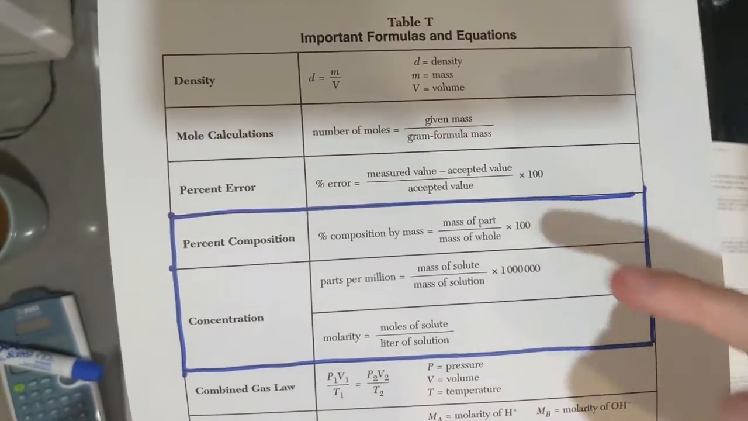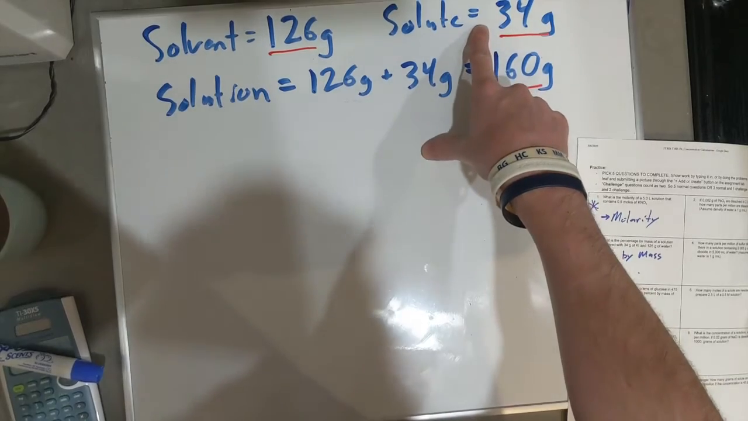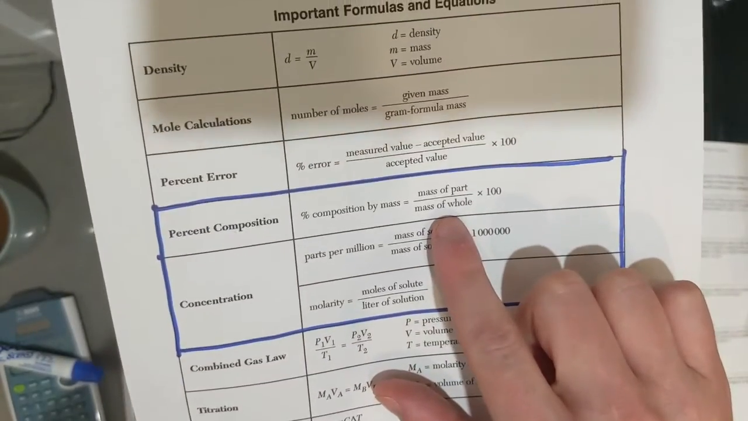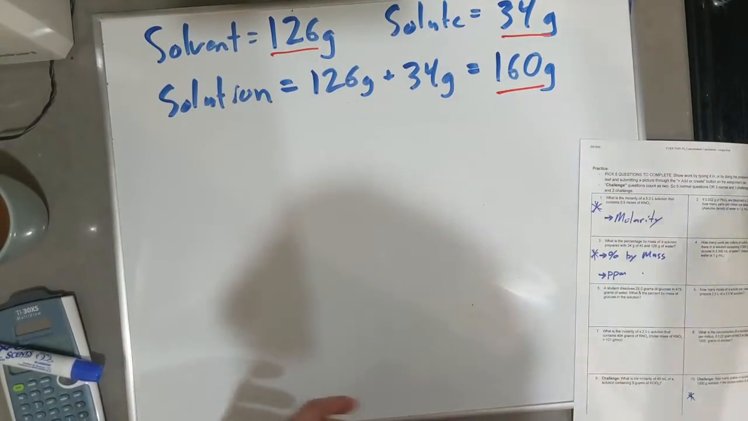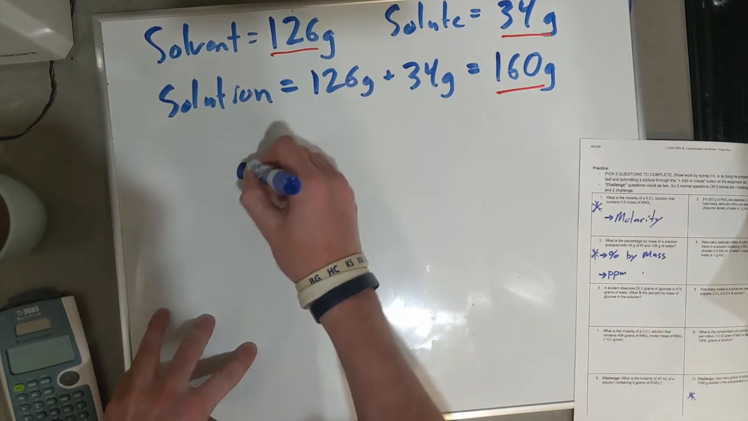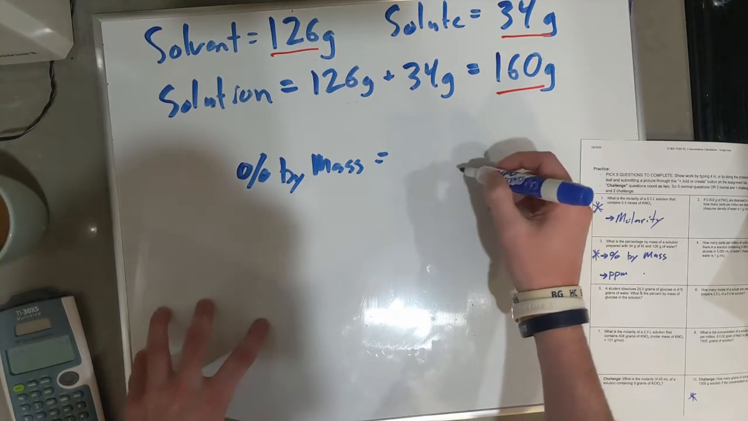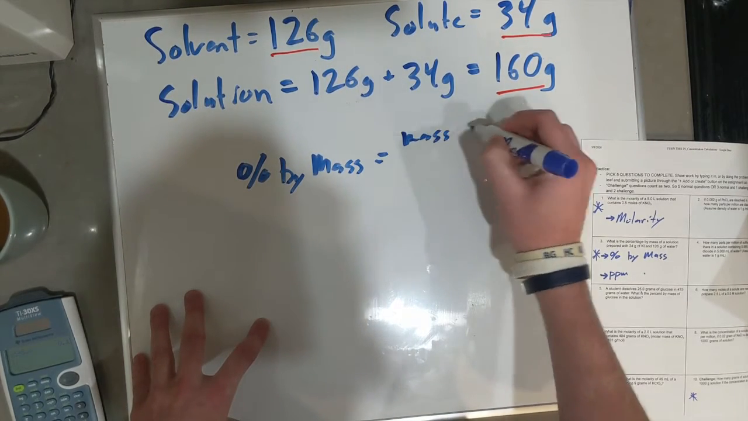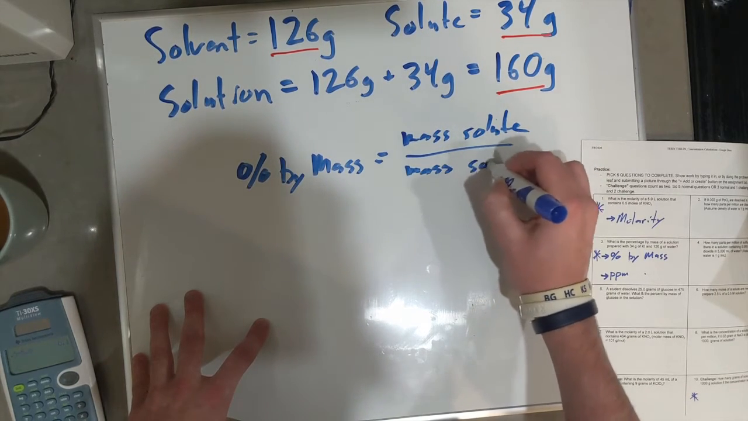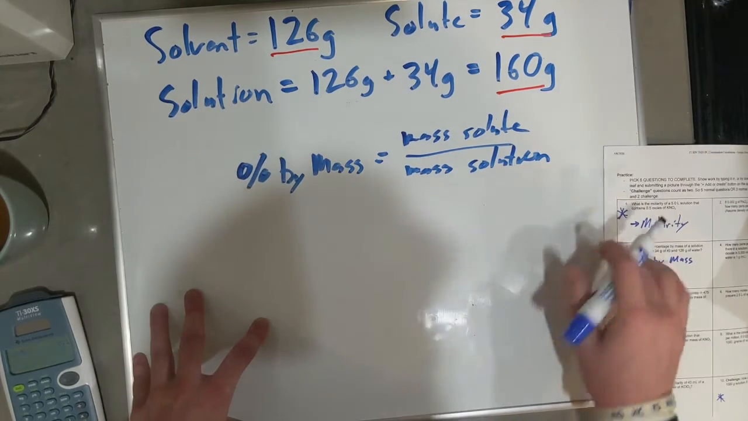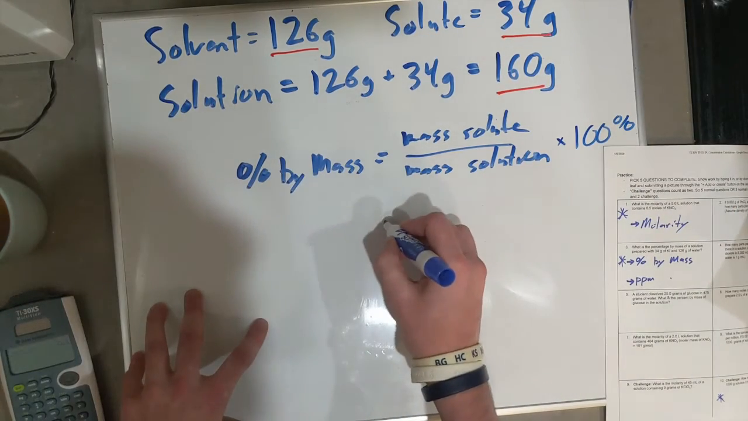So what is the part of this question? Well, we want to know the concentration of solute, so the solute is going to be our part. And what's the mass of the whole? Well, everything together is 160. So we want the percent by mass equals mass solute over the mass of solution times 100%. So let's plug in our values.